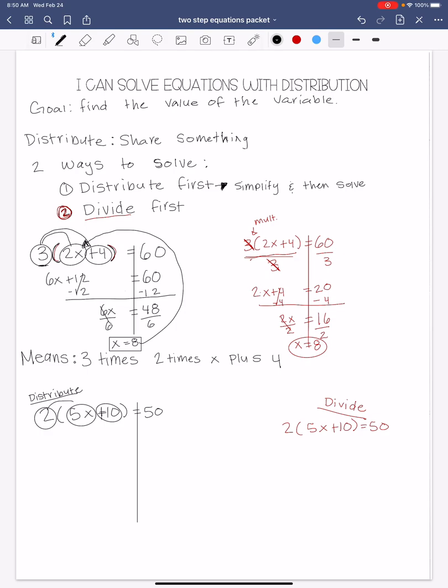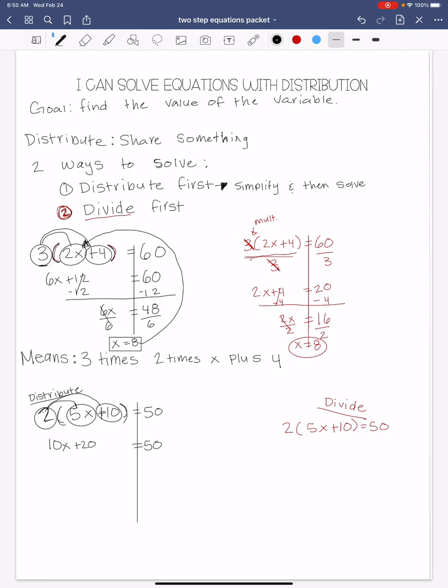So we do 2 times 5x is 10x, and 2 times 10 is 20. So we get 2x plus 20 equals 50. We didn't introduce anything new. All we did was simplify, and we multiplied this 2 because that's what this parenthesis means.